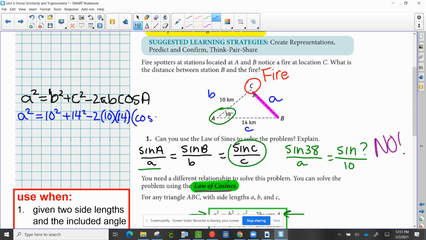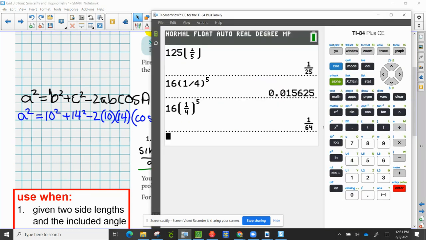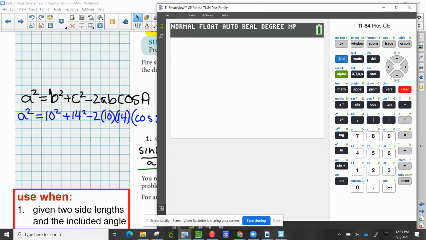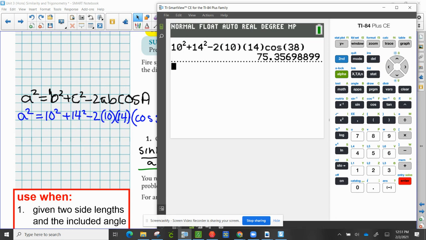Times the cosine of 38 degrees. Okay. So you could simplify this if you want, but since we're solving for a, why don't we just put it in our calculator and see what we get. So we need to do 10 squared plus 14 squared minus 2 times 10 times 14, okay, times the cosine of 38 degrees. It's 38, right? Yep. Okay. Just hit enter. Okay, and we get this value.